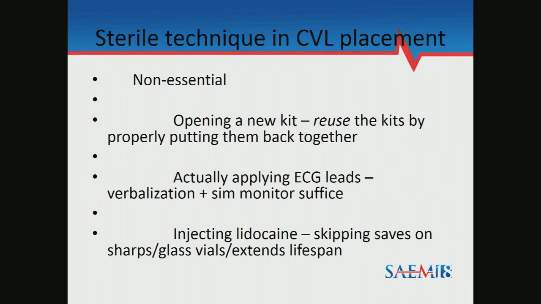So some examples with a central line placement. Non-essentials are the opening of a brand new kit. You don't need to open a brand new kit every time somebody's training on it. But you have to be able to reuse the kit by putting the kits properly back together, because one of the essential aspects of testing central line placement is, can they set everything up in a sterile fashion? And in order to do that, you have to have the kit put back together properly so that they can open it properly without contaminating things. However, do you really need to open up a new set of EKG leads to apply every time? Probably not. I don't think we're really trying to test our residents' ability to apply EKG leads.